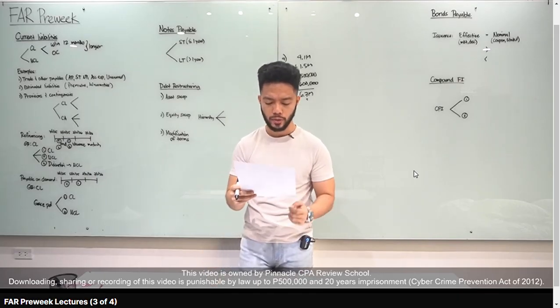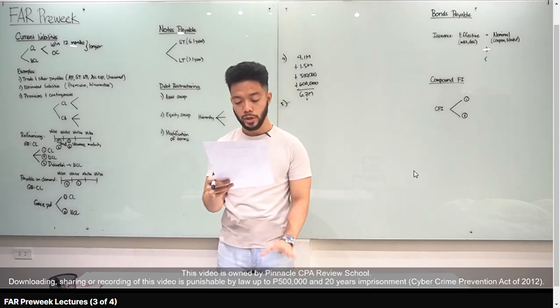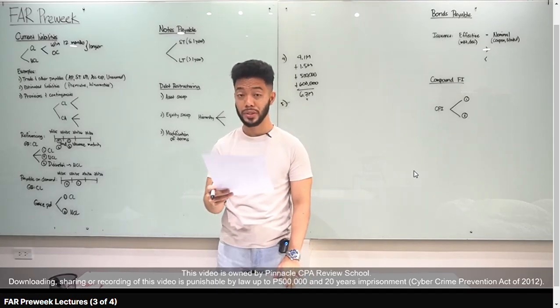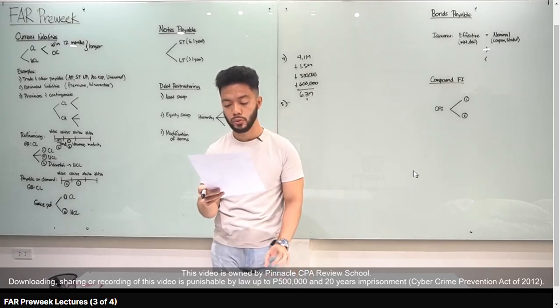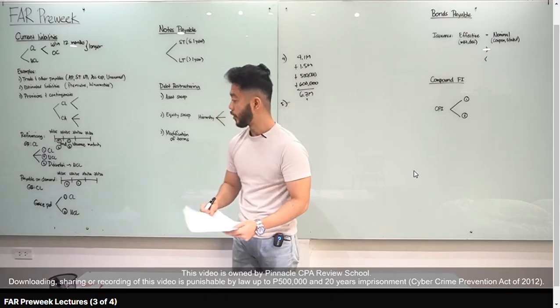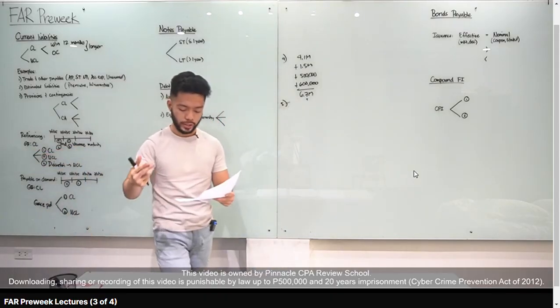Basahin natin yung given. VF company reported the following liability balances. 12% note issued on March 1, 2024, maturing March 1, 2026. Magmamature na next year. 10% note payable issued October 1, 2024, maturing October 1, 2026. Magmamature na next year. Okay? Ang general rule natin, basta magmamature na, currently maturing obligations, current yan. Tingnan natin kung may refinancing.